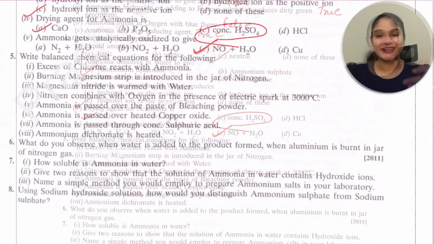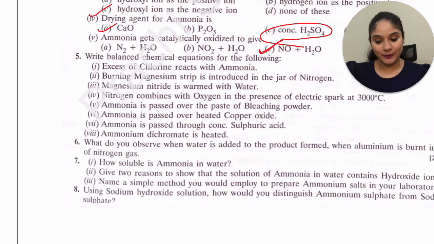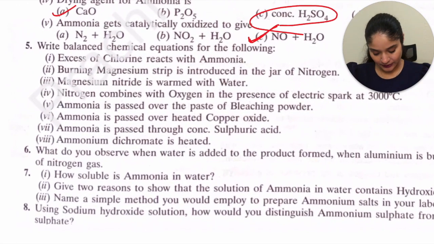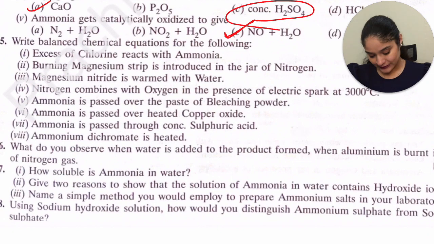Alright students, let's move on to question number 5. Question number 5 is pretty direct. They have given you the reactants and you're supposed to form the products from this. I have zoomed in a bit. I hope that is clearly visible to you, and I'll be writing the answers right in front of it. Now let's start with the first question.